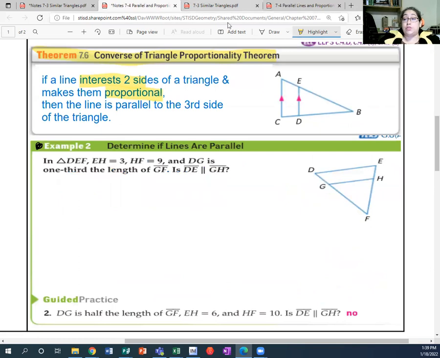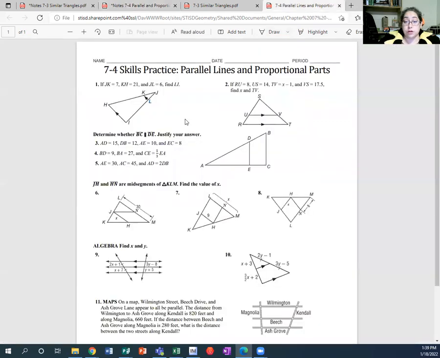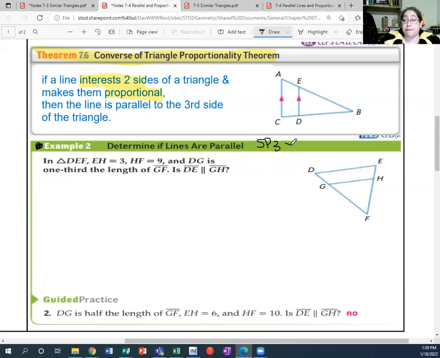Example 2 is what you're going to be doing in questions 3 and 4. 3 and 4? 3 through 5. 3 through 5. In questions 3 through 5, you're going to be asked, are these lines parallel? Yes or no? And likely, you're going to have to explain your reason.